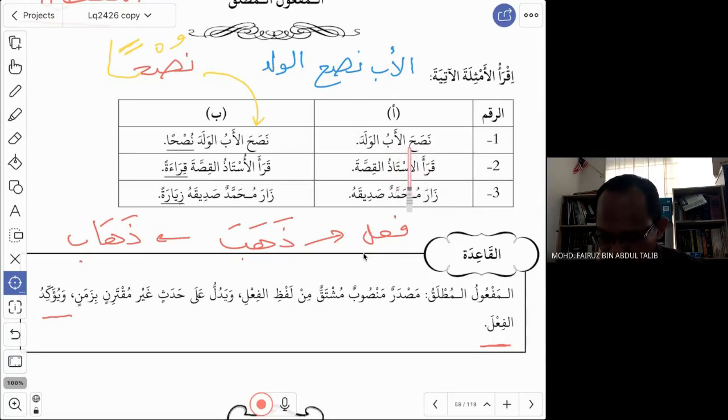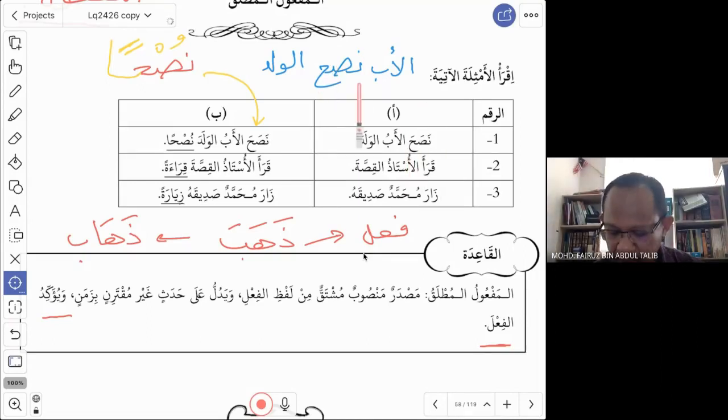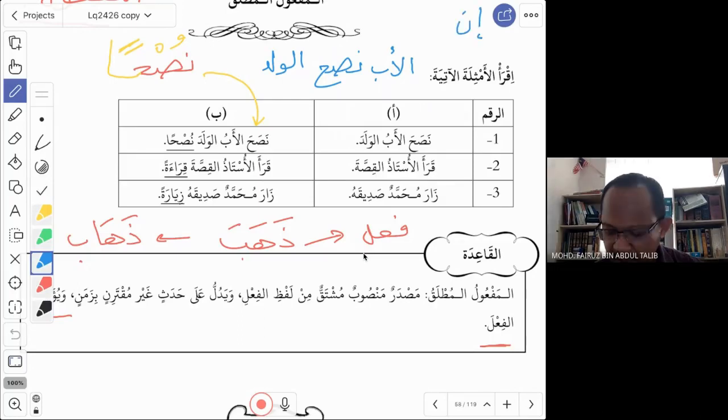You can write a jumlah fi'liyah that starts with a fi'il. You can also write a jumlah ismiyah that starts with a noun. What is important here is that you have a verb, and you want to emphasize this verb. In Arabic, there are many ways to emphasize. One of them, which you have learned previously, is by adding the word inna. But when you want to use inna, you have to make sure that the sentence is a jumlah ismiyah. You need to have a noun. Then you can say inna.